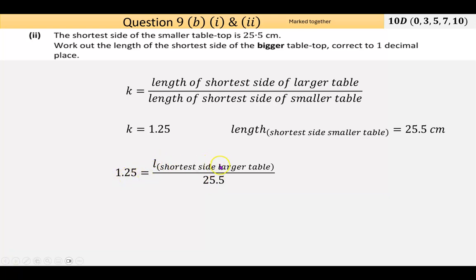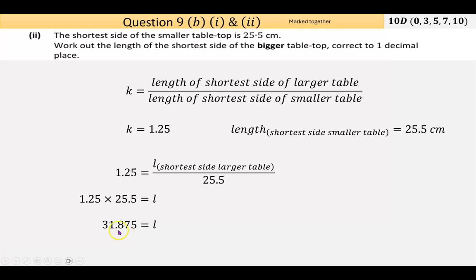1.25 is equal to, let's just say X or L or whatever, unknown divided by 25.5. We can simplify that by multiplying across the 25.5. It was divided on the right, so it'll be multiplied on the left. That's a calculation we can throw through the calculator.